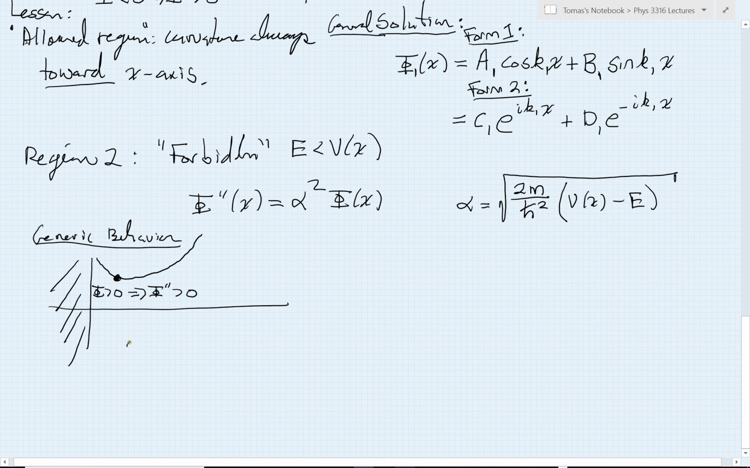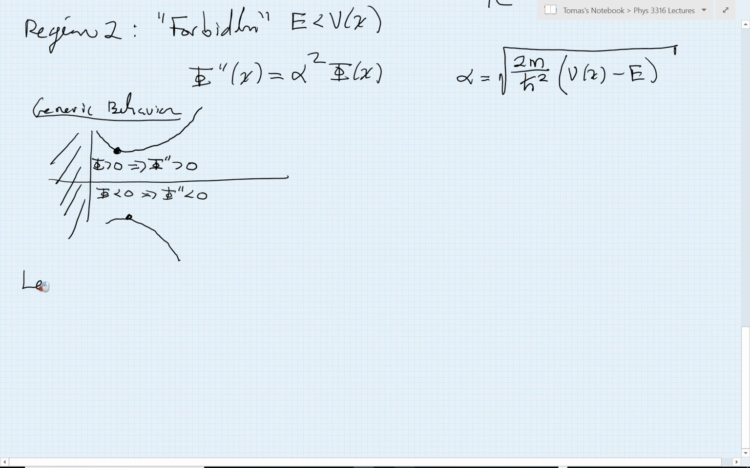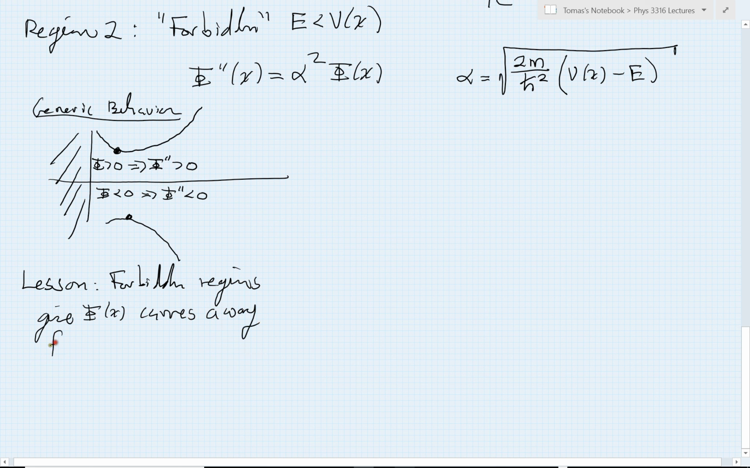Now, if I'm below the axis, if I ended up with some phi that is less than 0, then I have that phi double prime again would also have to be less than 0. So if I'm below the axis, I have downward curvature, but once again, I'm always curving away from the x-axis. So the general lesson is that forbidden regions always give phi of x that curves away from the axis, or from the x-axis. All right, so that's the generic behavior that we could expect.